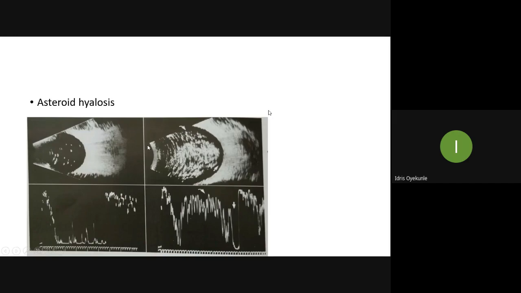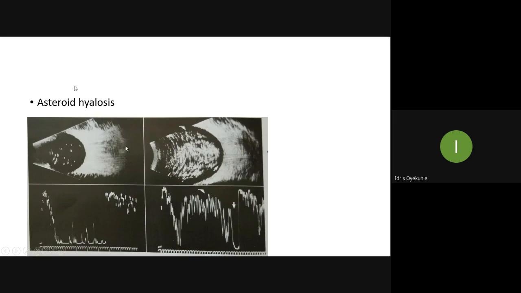Meanwhile, when we look at this scan, we can see multiple bright hyperechoic opacities that are scattered within the vitreous cavity space here. And then we can see multiple A spikes as well. It could be from medium to high reflective spikes, especially in cases of asteroid hyalosis. So we're able to use this to differentiate. I'll also show some other scans, but this is when evaluating asteroid hyalosis.